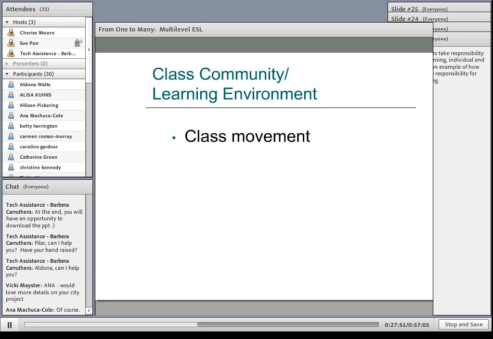As you can see, the multi-level class can be more dynamic in movement than a single level class. And I think it's important to take time to establish routines to help students move into different groups smoothly. One way of doing that is through color coding of groups. Students will sometimes be in like-ability or same level groups, and sometimes in cross-ability groups. So I think we need to establish a class environment and class expectations that students will have different seats.